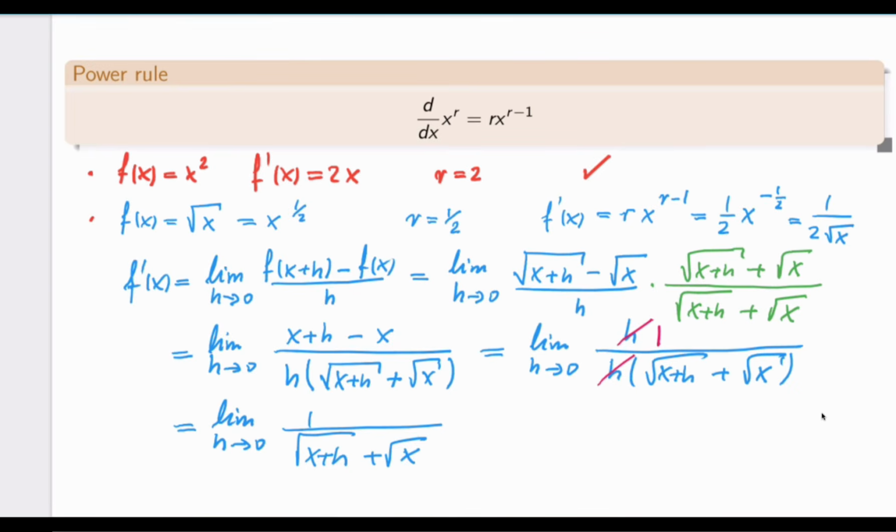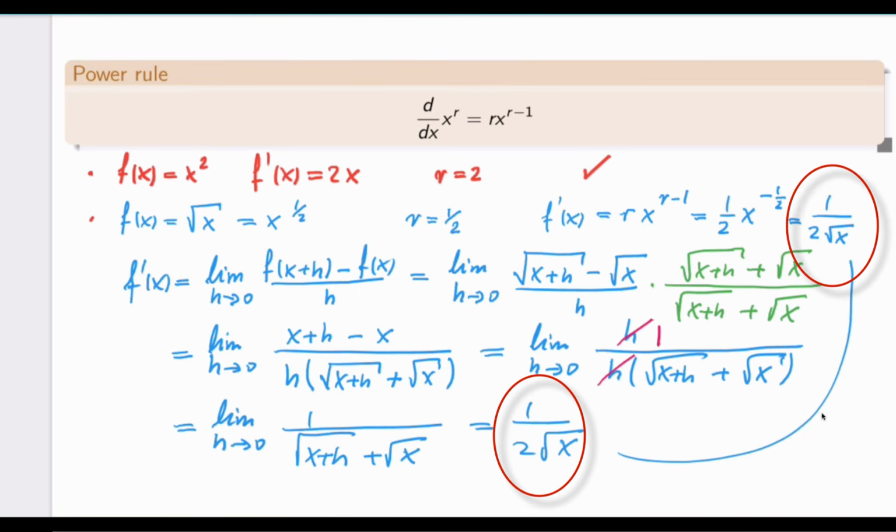But now I can safely take the limit. As h goes to 0, then this term here just becomes root of x. In fact, we get 2 root of x in the denominator. So this is 1 divided by 2 root x. And now you see, haha, we do get the same as we computed by the power rule. So this means the power rule is correct, at least for root of x. But of course the power rule is correct for all kind of values of r.